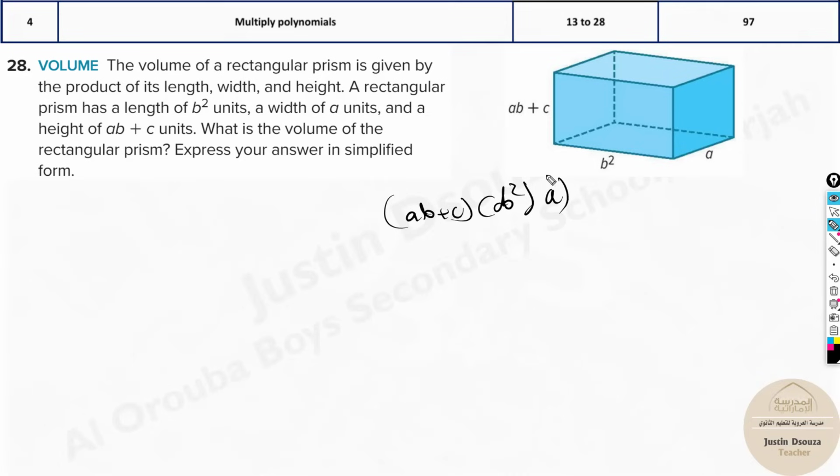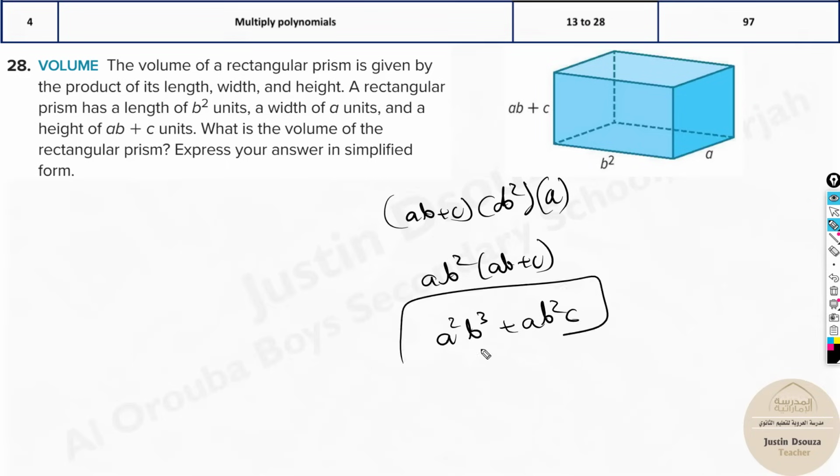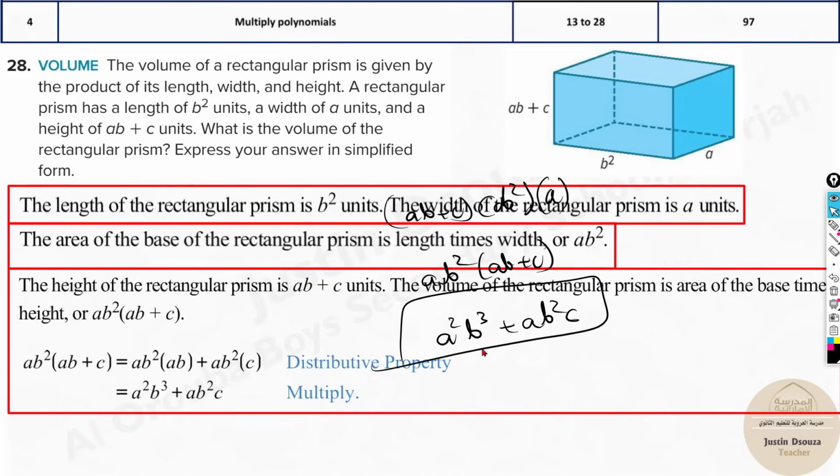So these two terms form a monomial, AB squared, times AB plus C, which gives A squared B cubed plus AB squared C. So that is the simplified answer. Now you can also check this by your calculator. Just assume values for A, B and C, put them in both the question and this answer term, and you will get the result.